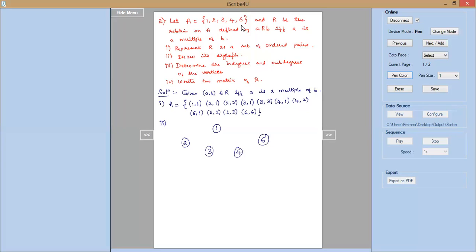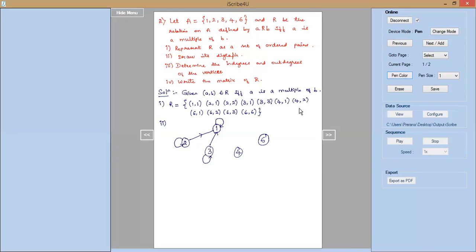Now we have to draw an edge in such a way that, based on the relation R, from 1 to 1 there is an edge, that is a loop, because you have relation R starting from 1 comma 1. So 1 comma 1 represents 1 to 1, you have to draw a loop. Then we have 2 comma 1, so 2 to 1 we will draw an edge. Then 2 comma 2, a loop. Then we have 3 comma 1, 3 comma 3. So 3 to 1 I will draw an edge, and 3 comma 3, a loop from 3 to 3.